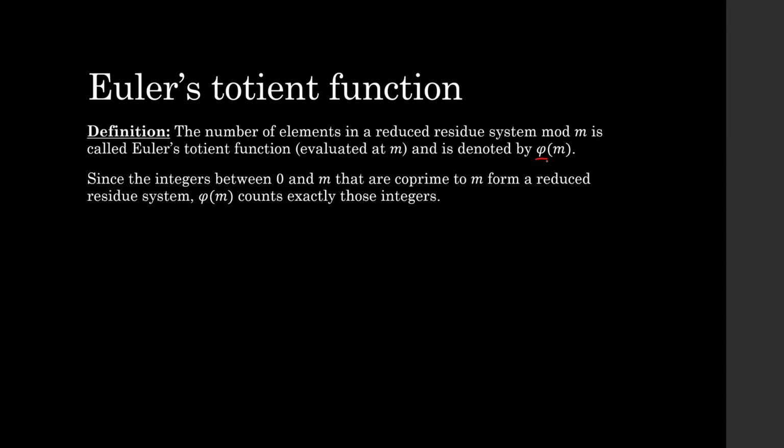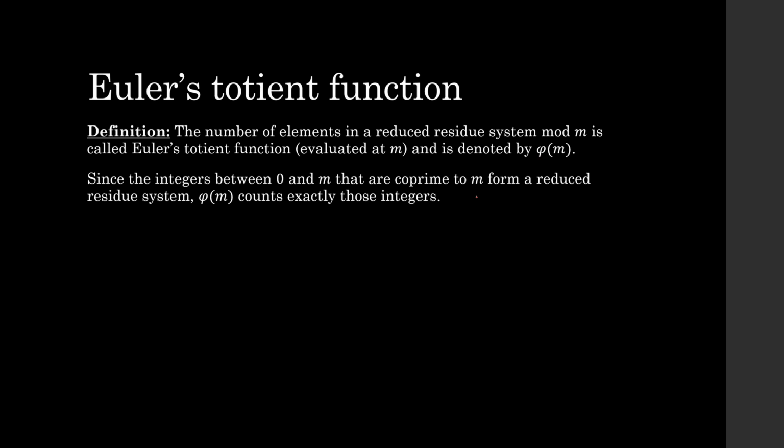Since the integers between 0 and m that are coprime to m form a reduced residue system: the integers between 0 and m, taken all together, form a complete residue system because those are the integers mod m. And then if I take the subset of those that are coprime to m, I get a reduced residue system. And so phi of m counts exactly those integers. What might be easier to think about is that it counts the number of naturals that are coprime to m and that are smaller than m.